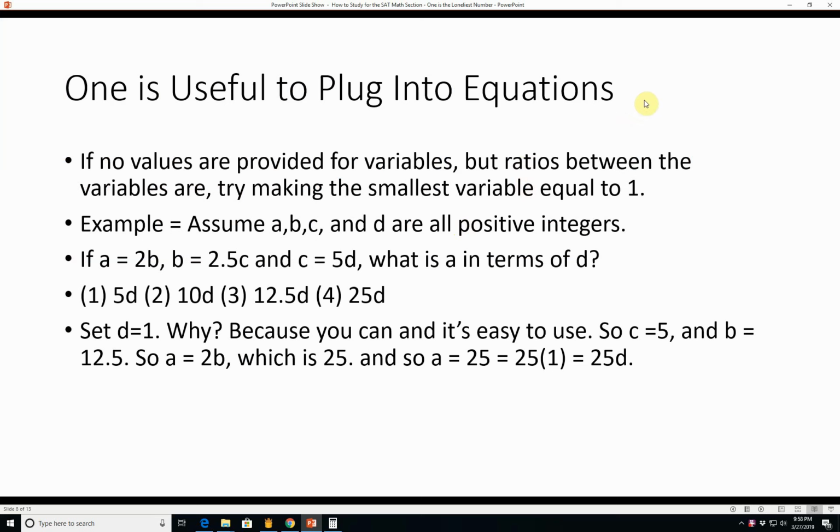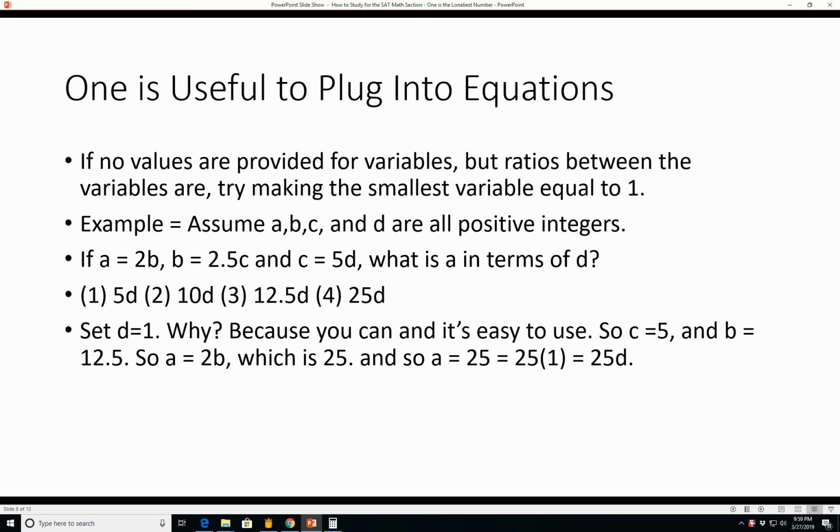One is useful to plug into equations. If no values are provided for variables in a problem, but ratios between the variables are, try making the smallest variable equal to 1. Example, assume that a, b, c, and d are all positive integers. If a is equal to 2b, b is equal to 2.5c, and c is equal to 5d, then we can see that b must be smaller than a because a is equal to 2b, and c is smaller than b, and d is smaller than c. And since they're all positive integers, it has to be that d is the smallest and a is the largest. So what is a in terms of d?